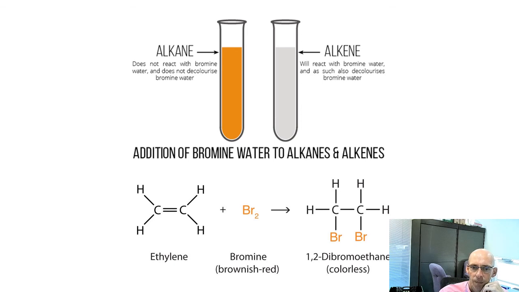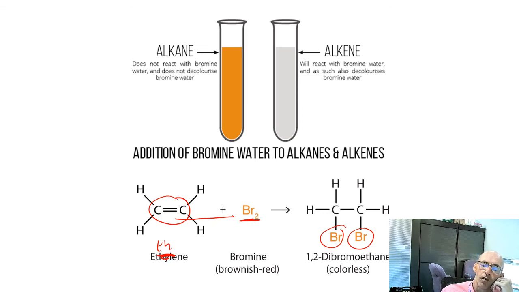Last thing on crude oil. When an alkene, such as ethene, has this double bond, it would rather have single bonds. So when you put it in bromine water, which is brown, it will join up with two bromines.